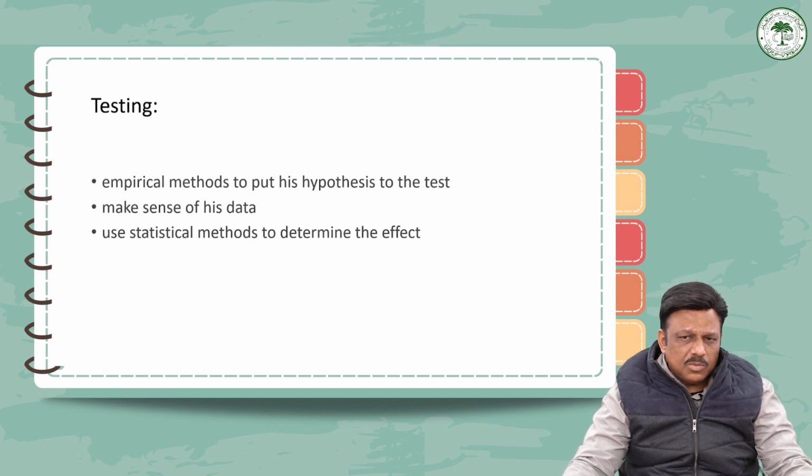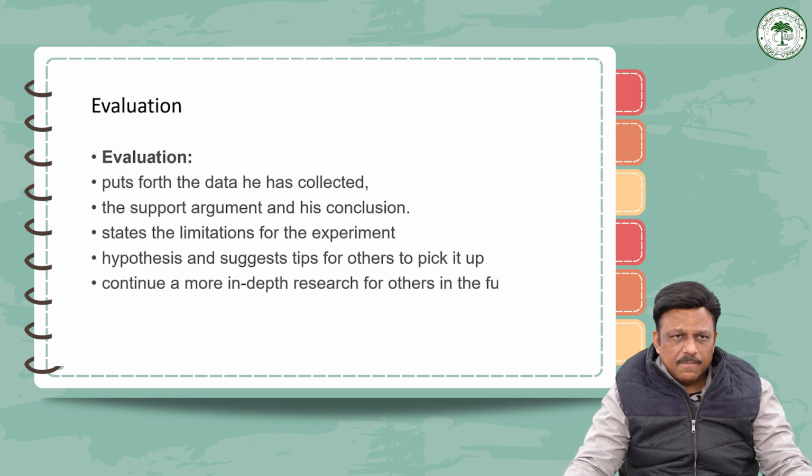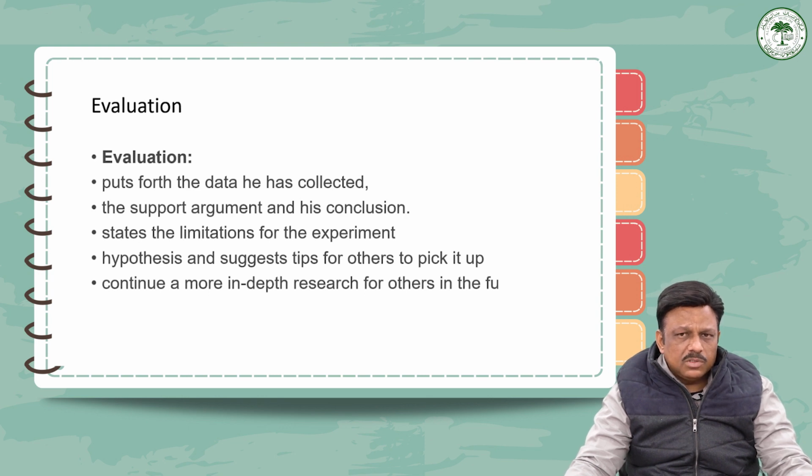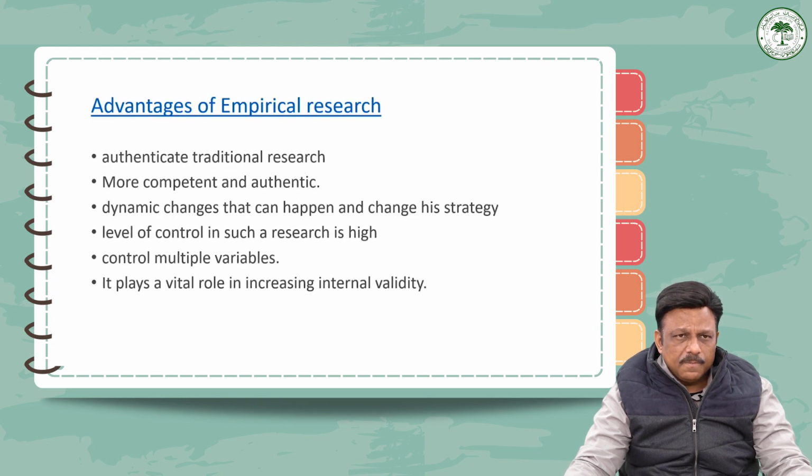So if such support is found, it's not a proof, it's just support for his hypothesis. Then evaluation is another step in the analysis. Evaluation is a phase generally forgotten by most, but it's an important one to keep gaining knowledge. During this phase, the researcher puts forth the data he has collected, the supporting argument, and his conclusion. The researcher also states the limitations of the experiment and his hypothesis, and suggests tips for others to pick up and continue a more in-depth research in the future.